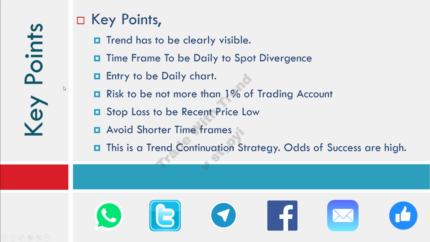The key points that you should take note of for this strategy: number one is trend. Trend has to be clearly visible. Time frame again has to be daily to spot divergence and to take the entry trade. Do not forget the importance of risking less first. It's not important to make money at one go. Be more practical. Practice this strategy first and then try and increase your risk. At all costs, avoid short-term time frames, because that is just not useful. You will incur unnecessary losses on your account.